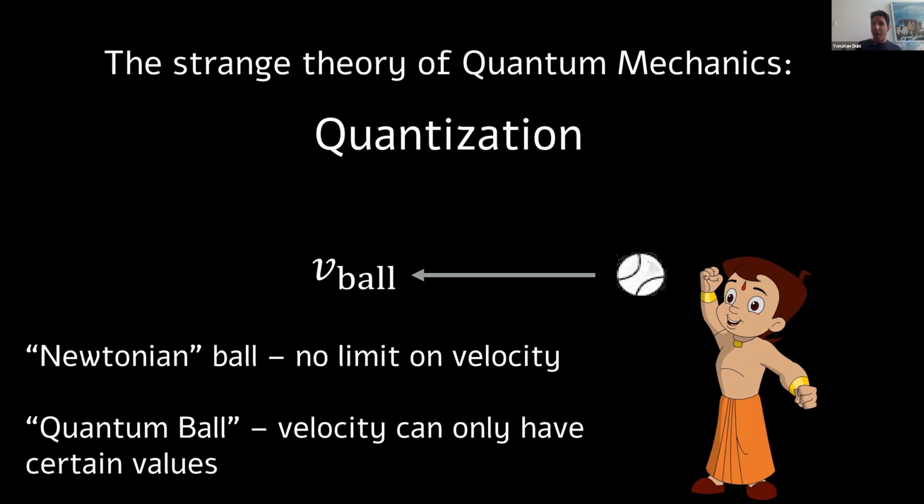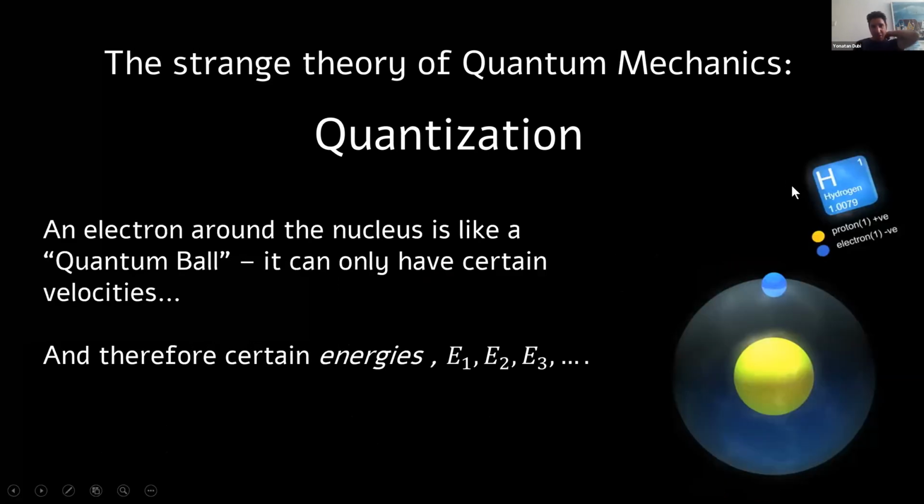But this is, as far as we know, the laws of nature, because this is actually a consequence of quantization, a consequence of Schrödinger's equation, which is a consequence of the uncertainty relation, which is, as far as we know, a law of physics. And this makes something quite amazing. Why? Because an electron around the nucleus, and now we close the circle that we started with, an electron around the nucleus is like a quantum ball.